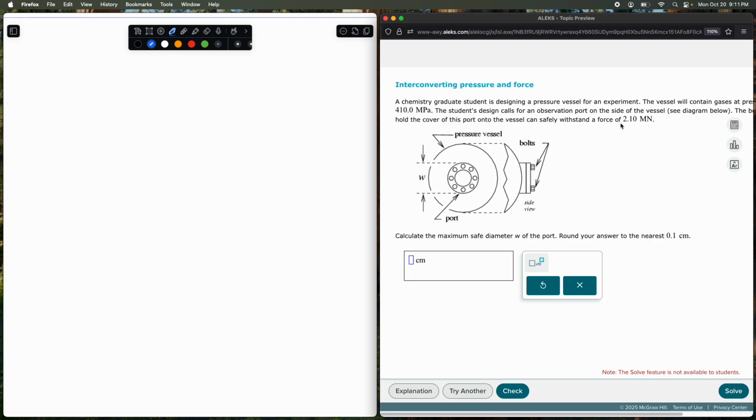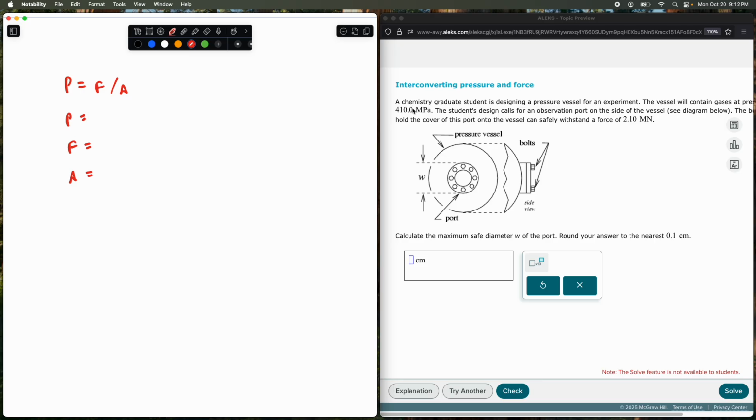Okay, so interconverting pressure and force. I think in every one of these instances, I'm going to get some version of pressure is equal to force per area. I'm going to get pressure and force and be asked for area, or I'm going to be given force and area and asked for pressure, and whatever, right? So first thing I'm going to do is write those three down. I'm going to go find out what I'm given.